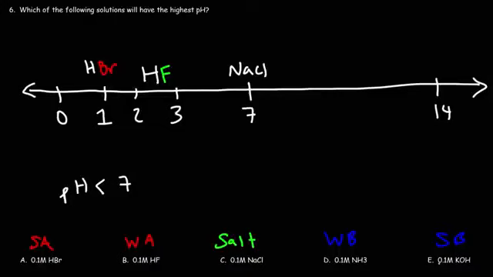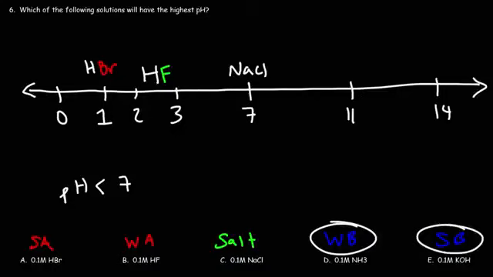Now what about the bases? Here we have a weak base and a strong base with the same concentration. This solution is going to have a pH of around 11. A 0.1 molar KOH solution will have a pH of around 13.